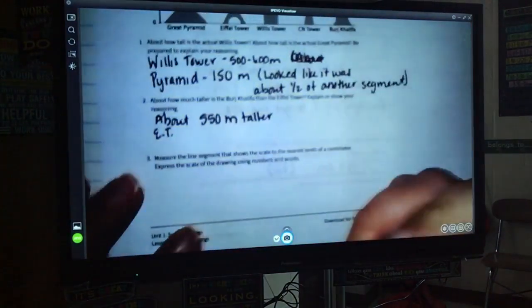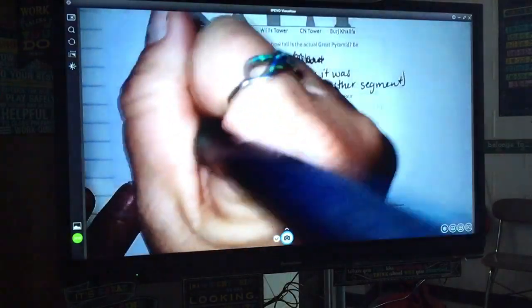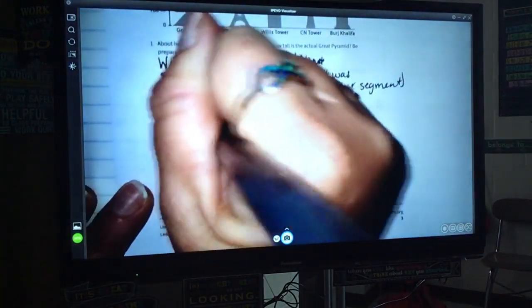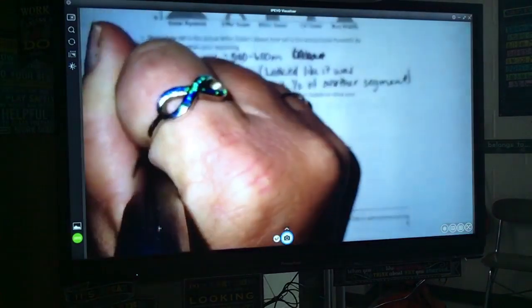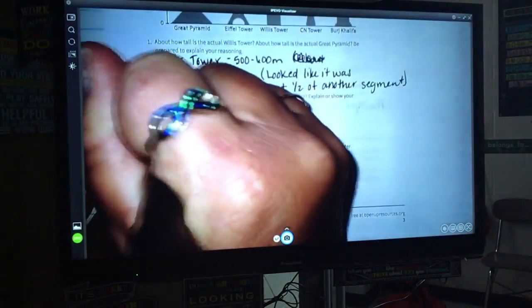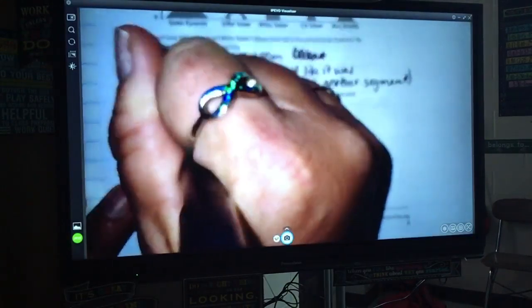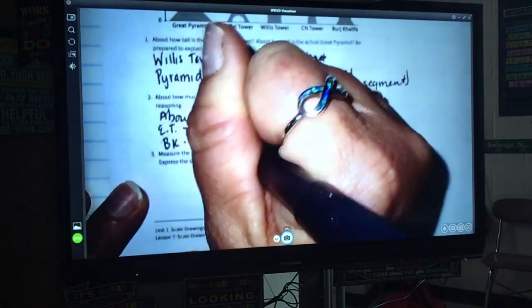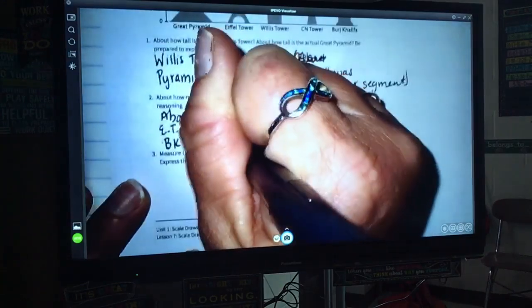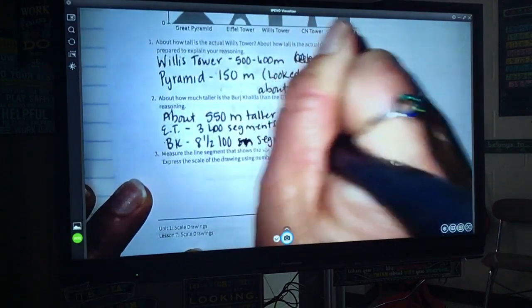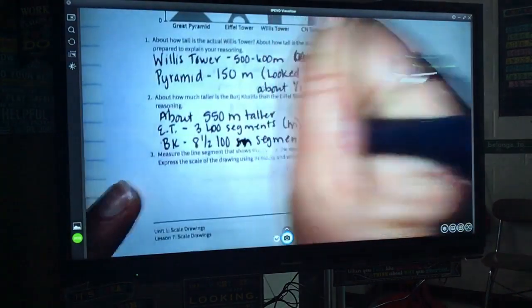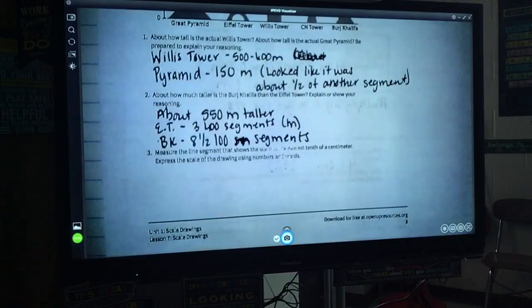For short purposes, the Eiffel Tower is 3 100-meter segments, and the Burj Khalifa is 8.5 100-meter segments. Oops, I forgot the measurement. There should be meters. So this one is a little bit more exact than the other ones, but it's about 550 meters different.